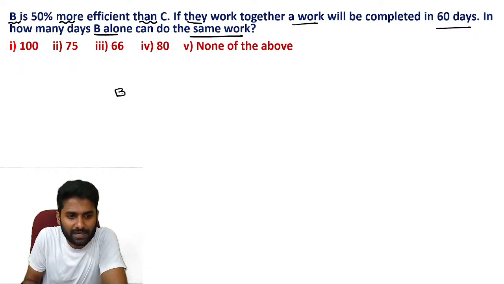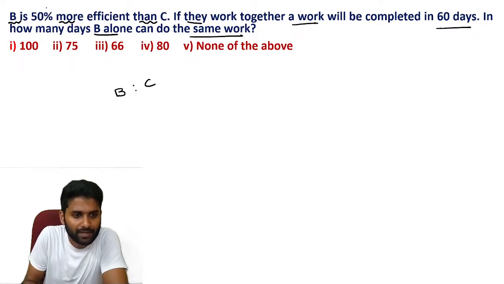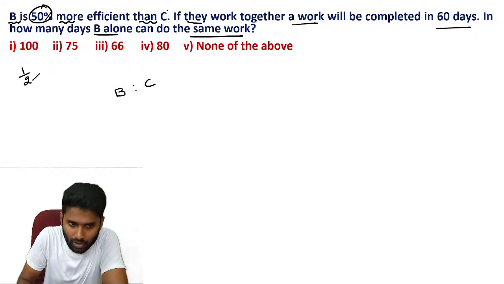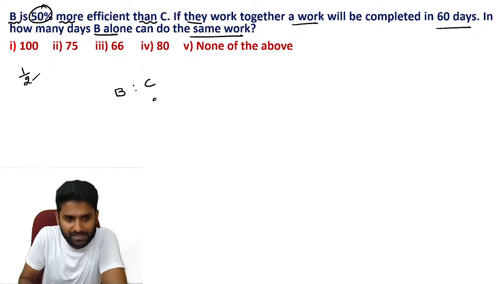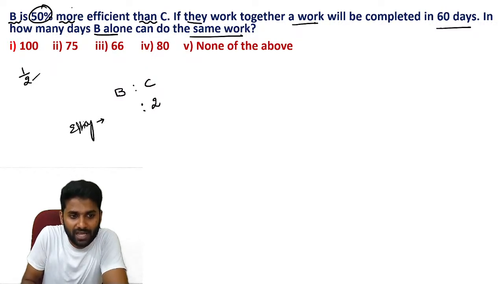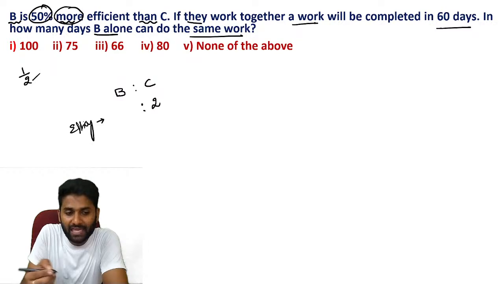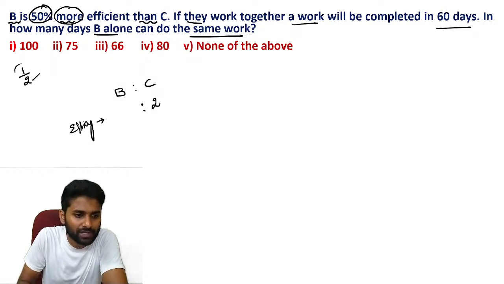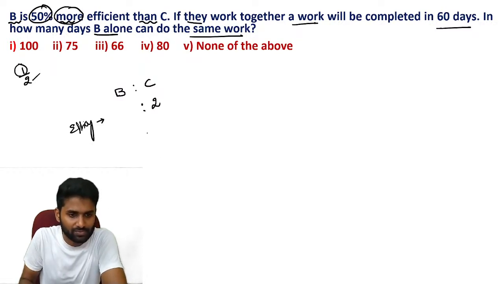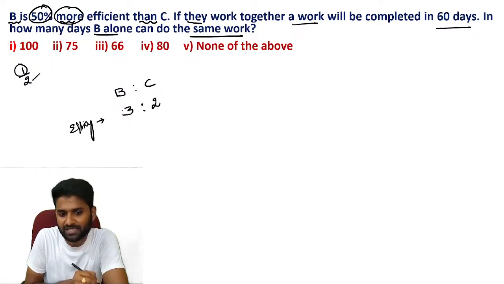Now see, again a comparison, B and C. And 50% is 1 by 2. I told you guys, here the 2 is the denominator and should be C. Let us assume that C's efficiency is 2 units. They clearly mention that B is more efficient. So how many units more? Here the numerator says 1 unit more. So B's efficiency is 3.